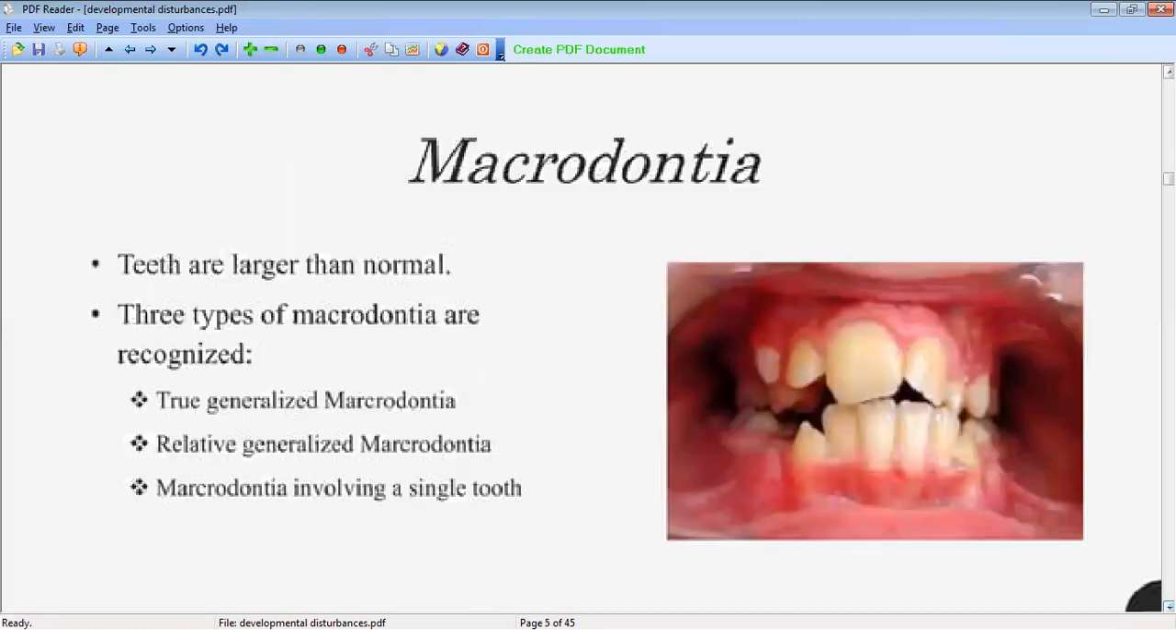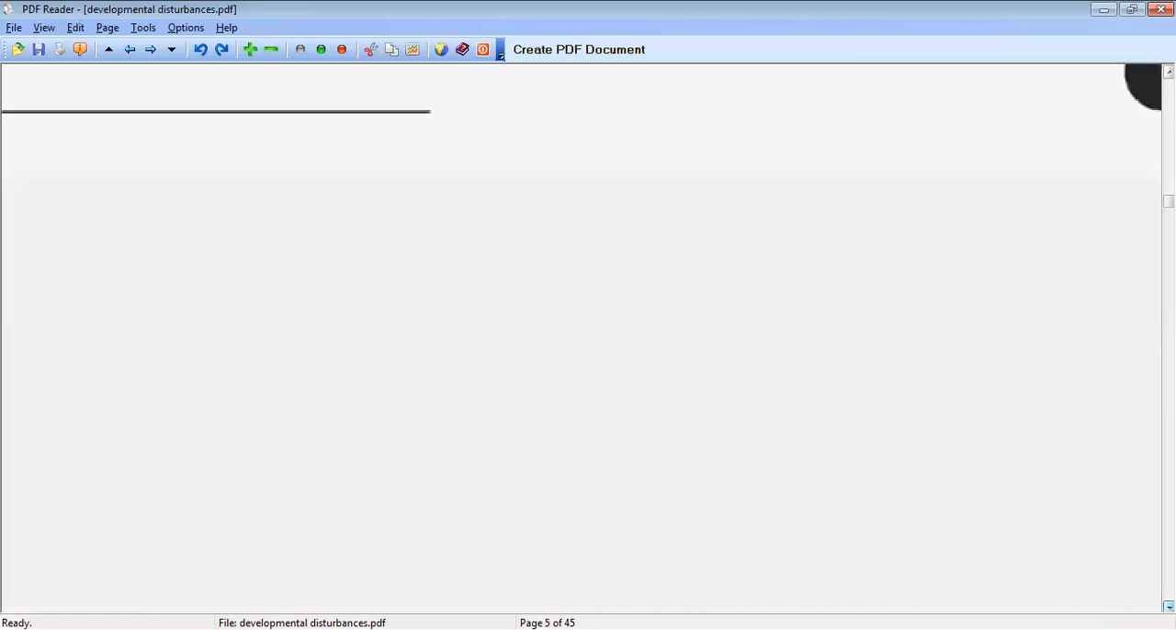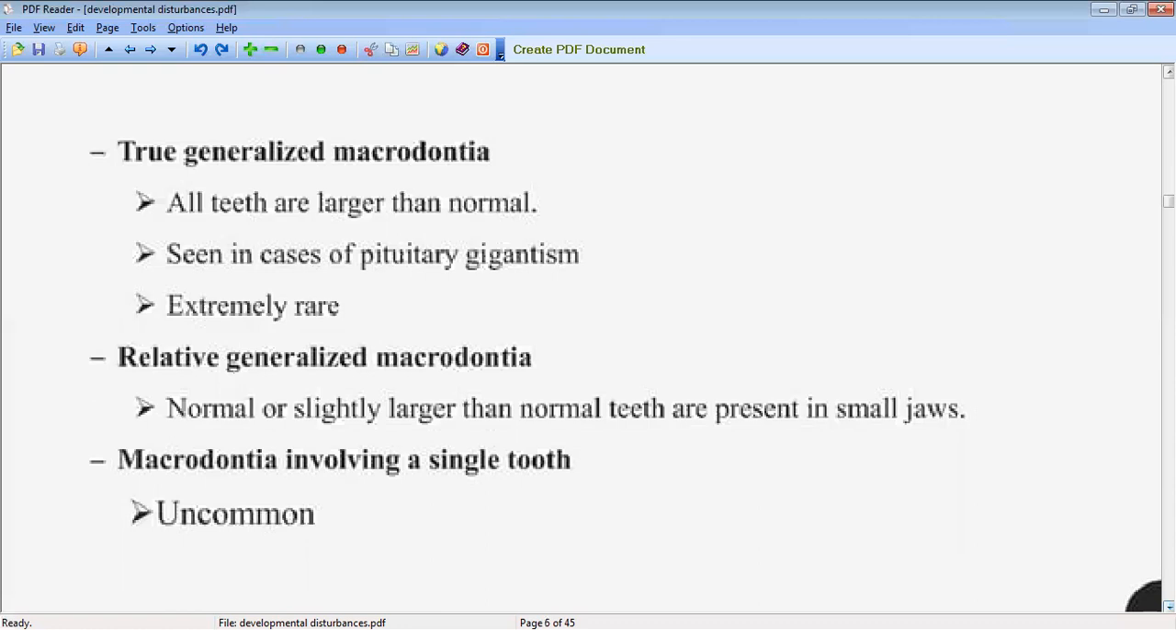Then come to macrodontia. As the name suggests, teeth which are larger than the normal. Again, three types of macrodontia are recognized: true generalized, relative generalized, and macrodontia involving a single tooth. Now, in true generalized macrodontia, all the teeth are larger than normal, basically seen in case of pituitary gigantism, which is extremely rare. Otherwise, relative generalized macrodontia, again, normal or slightly larger than normal teeth are present in small jaws. We can relate the jaw and teeth. Macrodontia involving a single tooth is very uncommon.